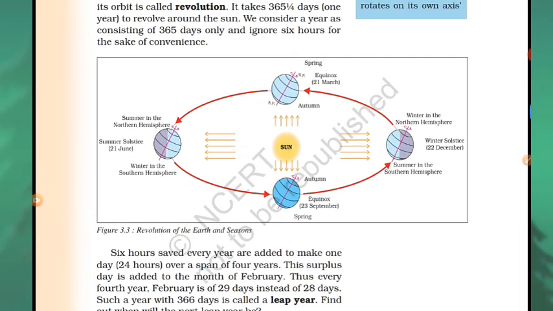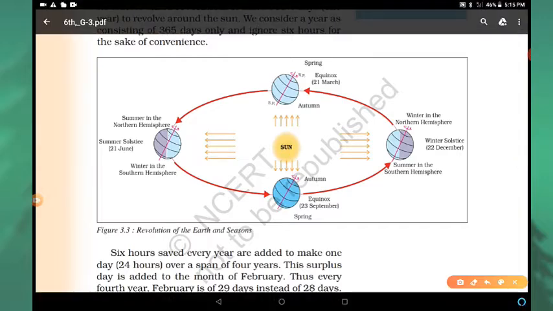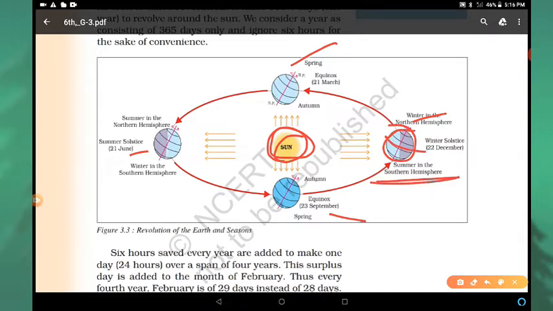See this figure, revolution of the earth and seasons. How the seasons are formed. This is the sun, and these are the different positions of earth. Solstice. In this position of earth, the northern hemisphere is far from the sunlight and the southern hemisphere is towards sunlight. So in the southern hemisphere there is summer season and in the north it is winter. So in the north it is known as winter solstice, in the south it is known as summer solstice, on 22 December.